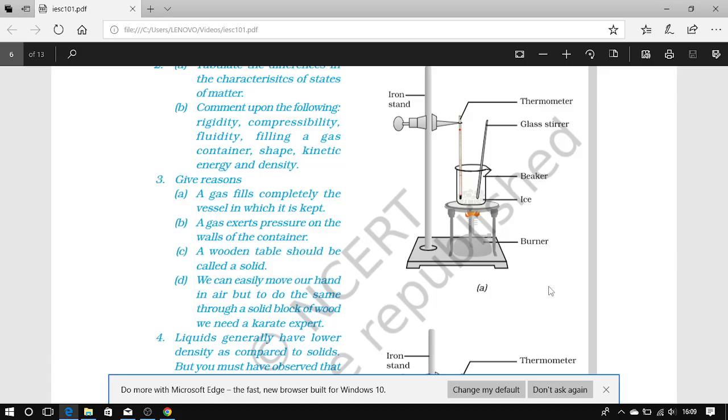Give reason: a gas fills completely the vessel in which it is kept. A gas exerts pressure on the walls of the container because of diffusion, because it moves from high pressure to low pressure. A wooden table should be called a solid because its particles are very closely attached, and all those particles and atoms are strongly bound.